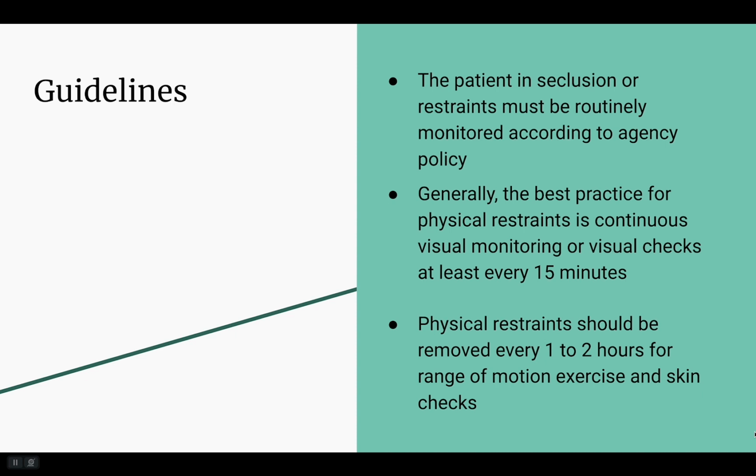Generally, the best practice for physical restraints is continuous visual monitoring or visual checks at least every 15 minutes. Some agencies require a 1-to-1 patient sitter when restraints are applied. Physical restraints should be removed every 1 to 2 hours for range of motion exercise and skin checks.